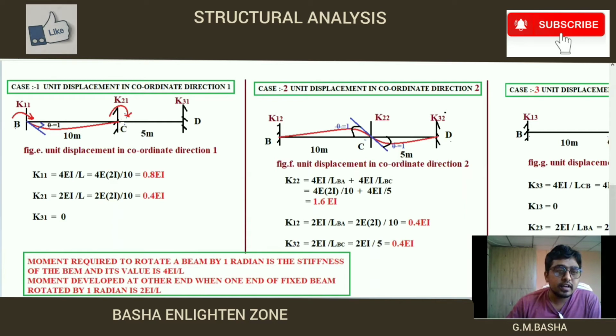So that is case 1, unit displacement in coordinate direction 1. See here, we are applying unit displacement in coordinate direction 1. By maintaining fixity both at C and D, we are just releasing the structure only at B and applying unit displacement in coordinate direction 1. So that one will be 1 1.